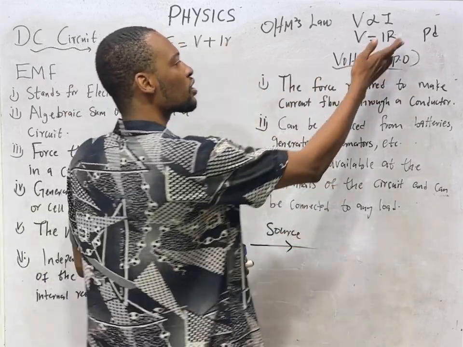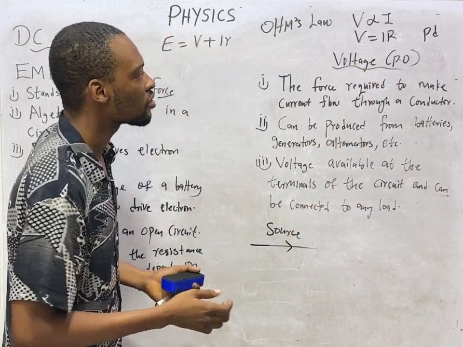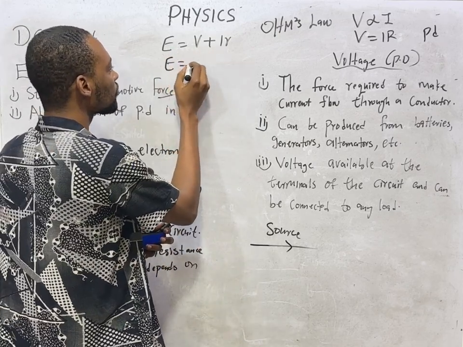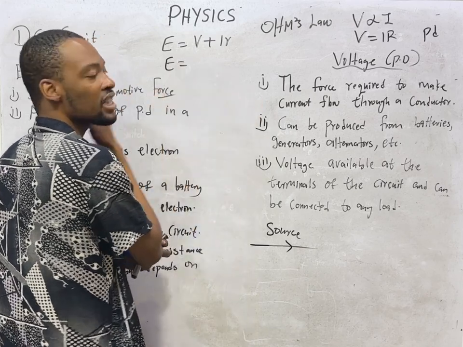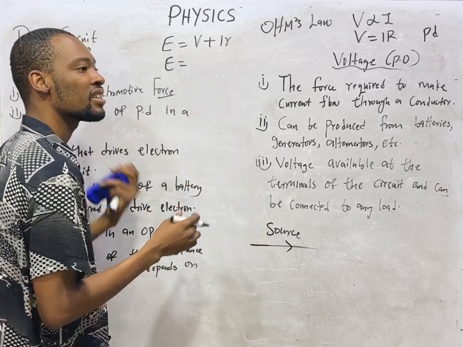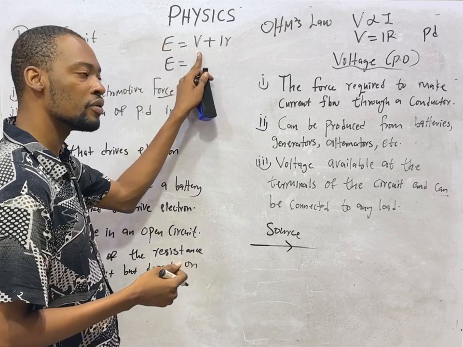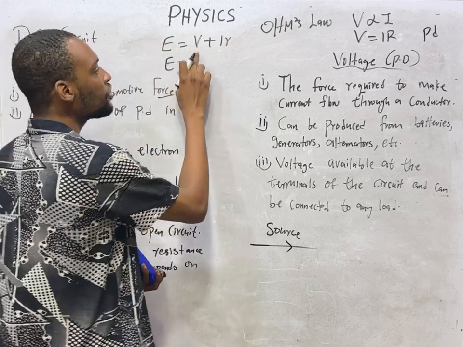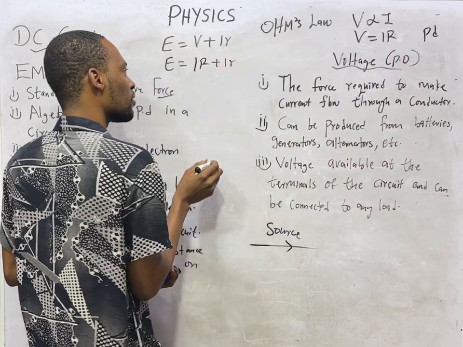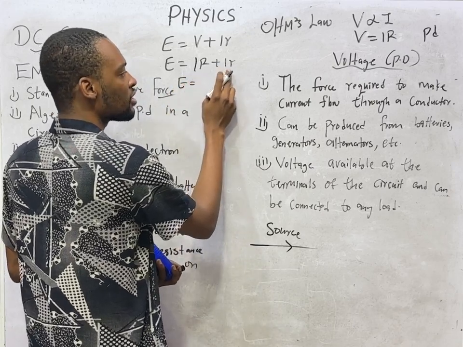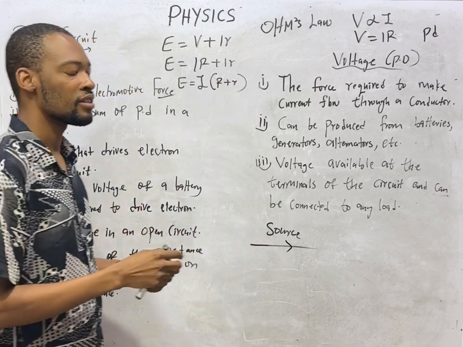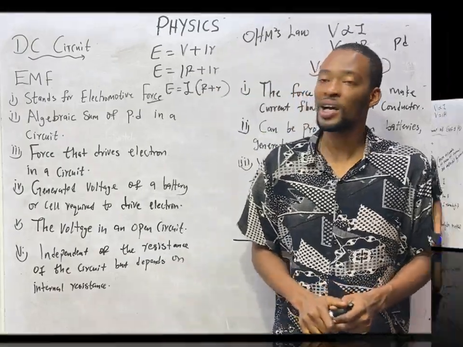So V equals IR. This will help us in a lot of solving. EMF is V plus Ir. Look at this, if the circuit is open, current is not flowing. So if current is zero, E equals V. This further proves that in an open circuit, EMF equals voltage. But look at something else. V is IR. So if you substitute here, you have IR plus I small r. So EMF becomes I, and current is the same current, so when you pick one, you say E equals I(R plus r). This is your formula for EMF. This will be very, very important for our class, for our calculations.